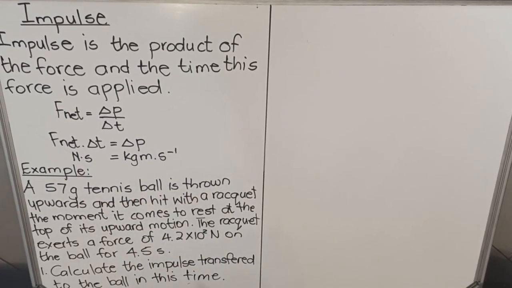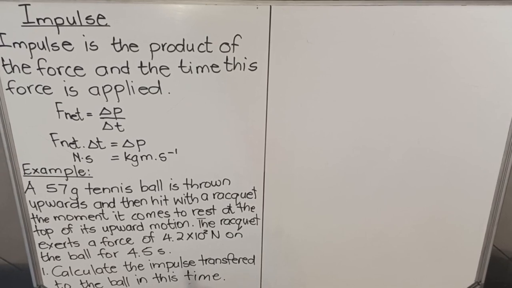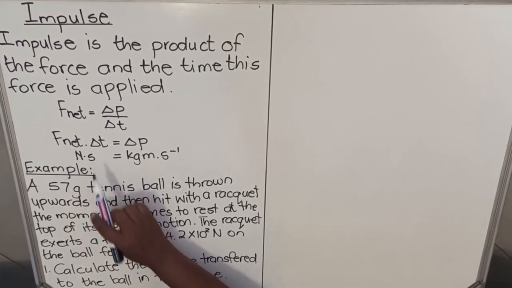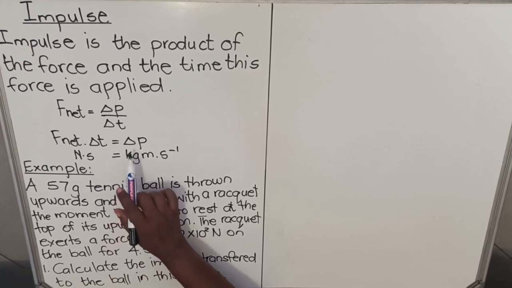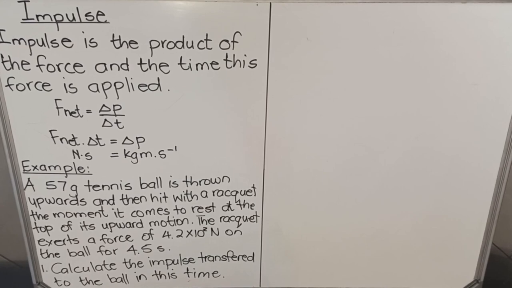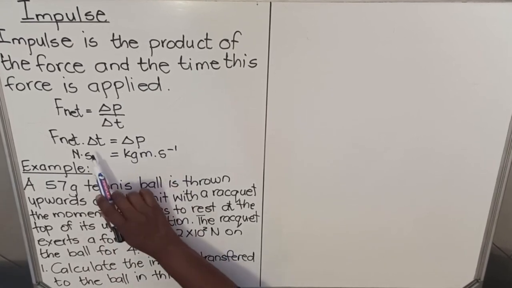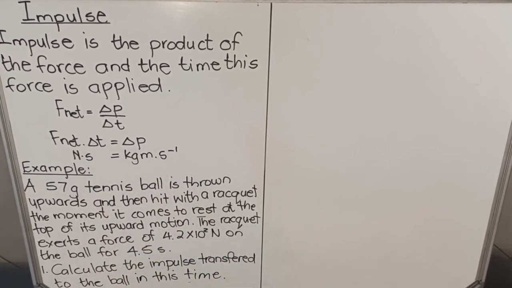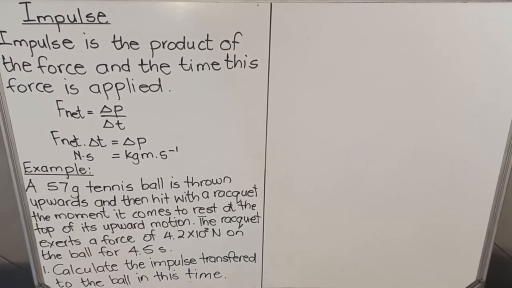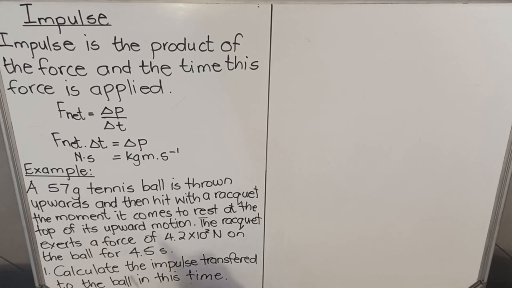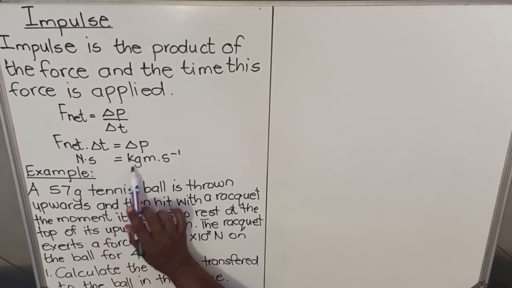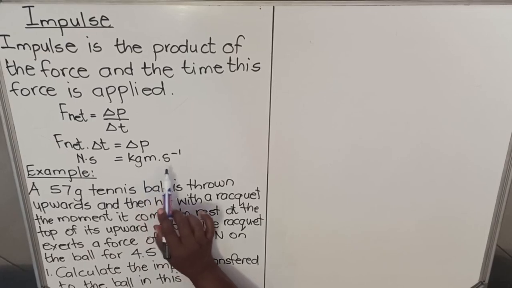So in some questions they're going to ask you to calculate impulse, but they will not give you the force and they will not give you the time. When you look at the question, you find that they've given you the initial velocity and the final velocity. Then we'll calculate the change in momentum and know that change in momentum is the same as the impulse. So, just like momentum, impulse doesn't have its own specific unit. The units for impulse are newton second or kilogram meter per second.